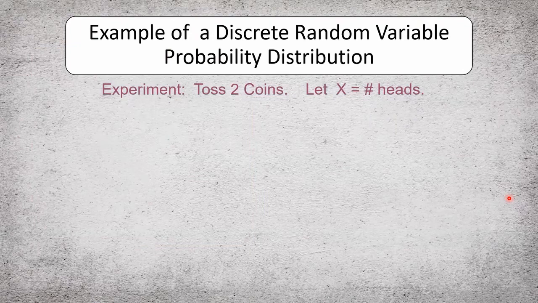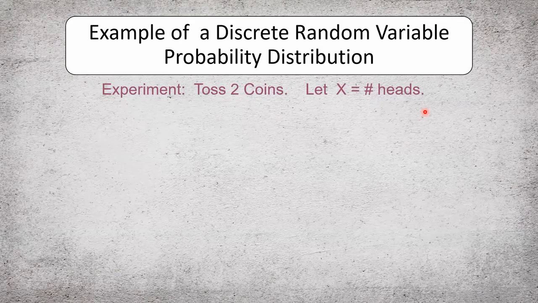Let's take another example. So let's have a look at the probability distribution pertaining to a discrete random variable. In this particular example, I'm tossing 2 coins, and my discrete random variable x is the number of heads. Why am I considering capital X as a discrete random variable? Because you're counting the number of heads. So you're tossing 2 coins and you're counting the number of heads.